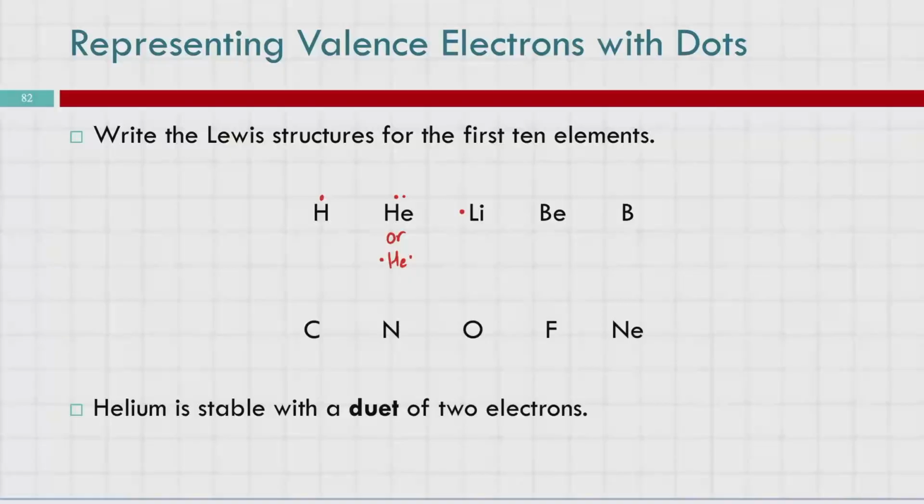Beryllium has how many? 2 valence electrons. How many does boron have? 3. We're doing a counting exercise. How many does carbon have? 4. Are we tired of counting yet? How many does nitrogen have? 5. Oxygen, 6. Fluorine, 7. Neon, 8. Unhappy with that dot.